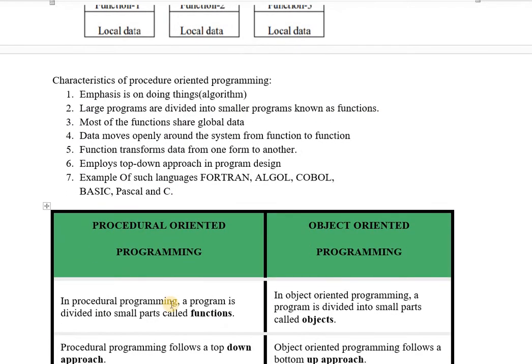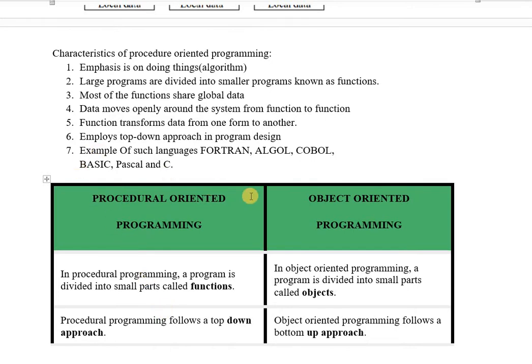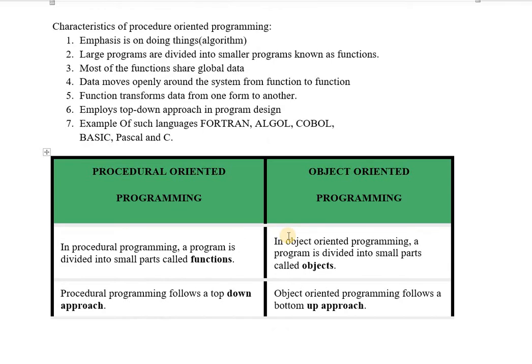So on these basis, what are the characteristics of procedure oriented programming? It emphasizes on the algorithm only, and the large programs are divided into smaller programs, and these smaller programs or units are known as functions. Most of the functions, they share global data, and data moves openly around the system from function to function, and function transforms data from one form to another form.